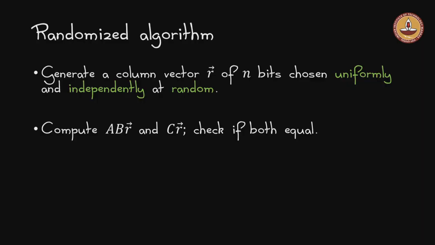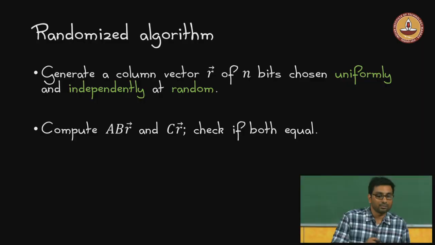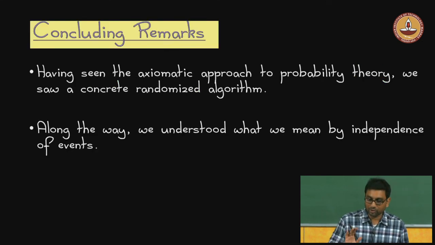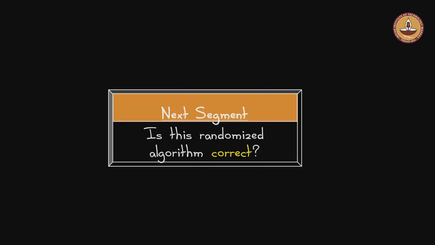So, now if we revisit the randomized algorithm, all the terms are clear to us. We know exactly what we mean by uniformly and independently at random. Along the way we have understood the notion of independence of events and conditional probability. We still do not know whether it is correct. We know the running time; this is guaranteed to run in O of n squared time. We do not know the correctness, and we will see that in the next segment. Okay, thank you.